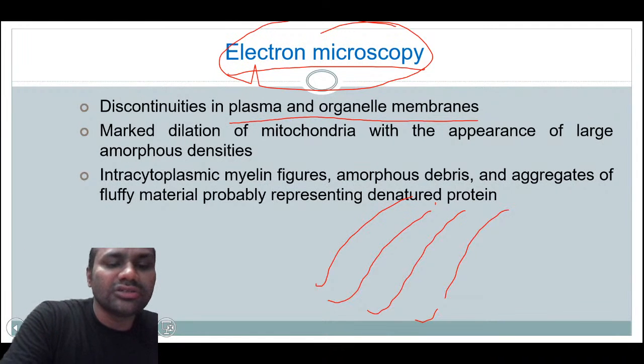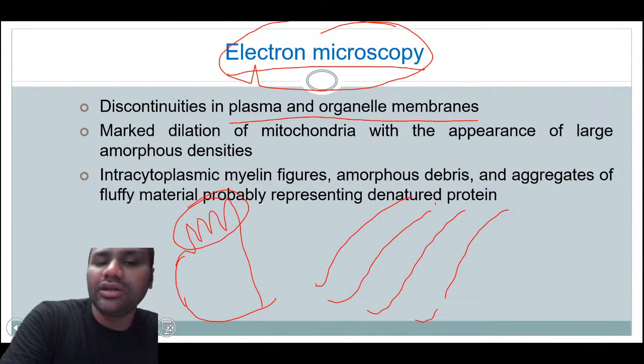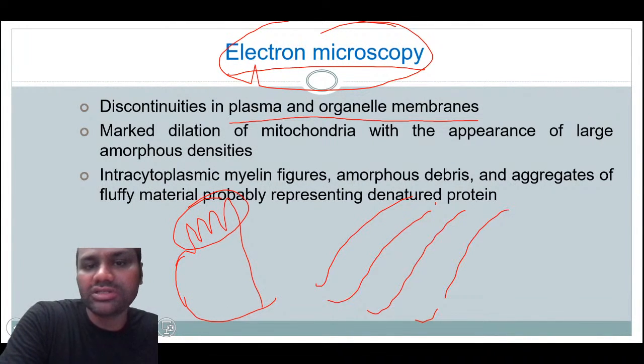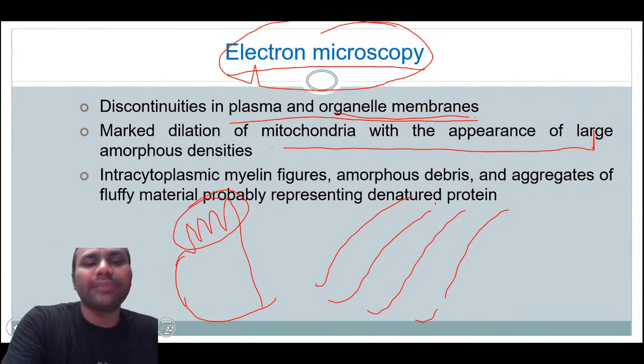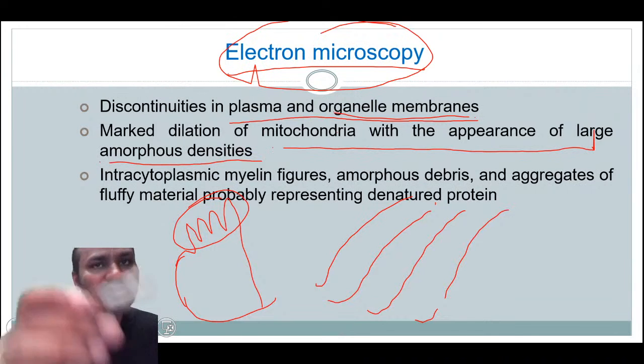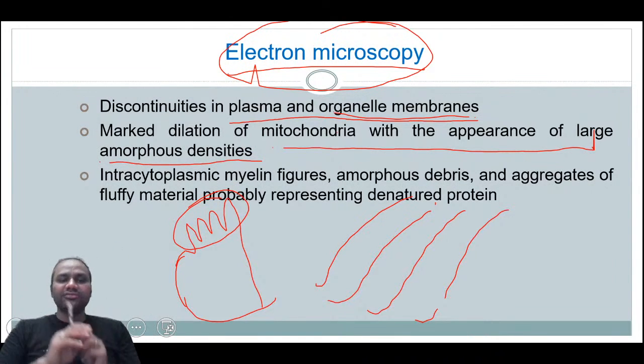Obviously what you will see, so this will be the cell, and there are the microvilli, so there will be loss of microvilli, and hence discontinuation of plasma membrane and the organelle membrane. So organelle membrane and plasma membrane will discontinue. Marked dilation of mitochondria with appearance of large amorphous densities. So obviously in mitochondria large amorphous density will accumulate.